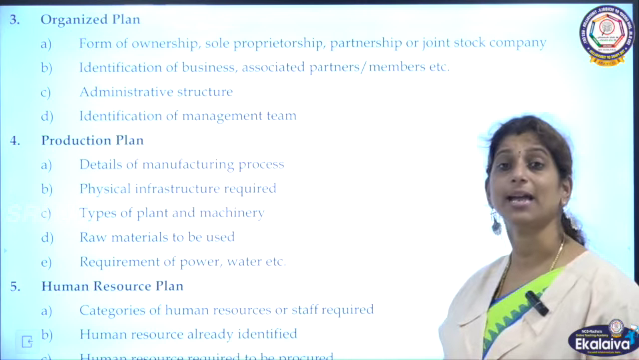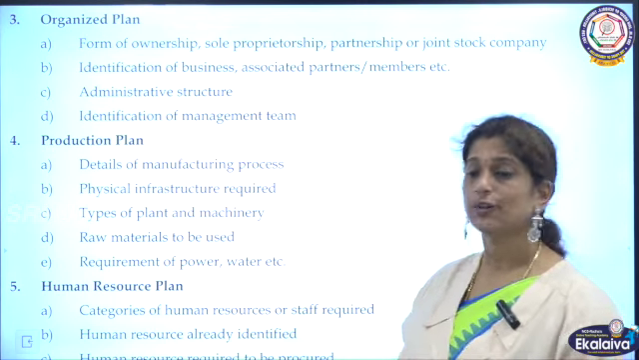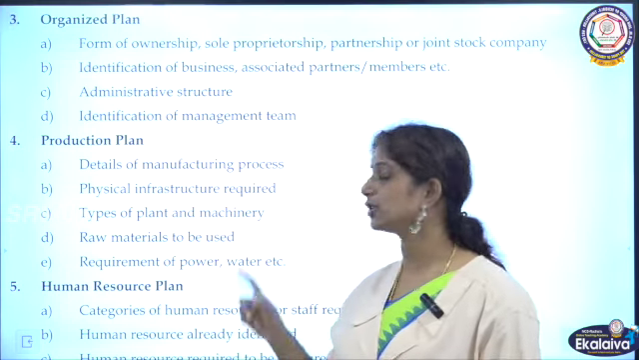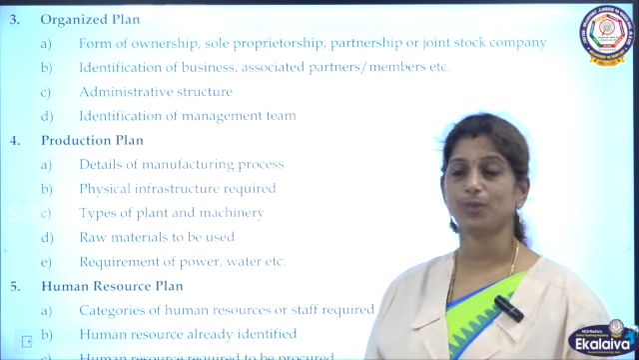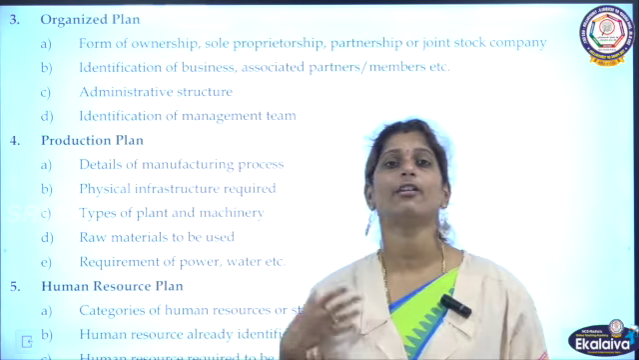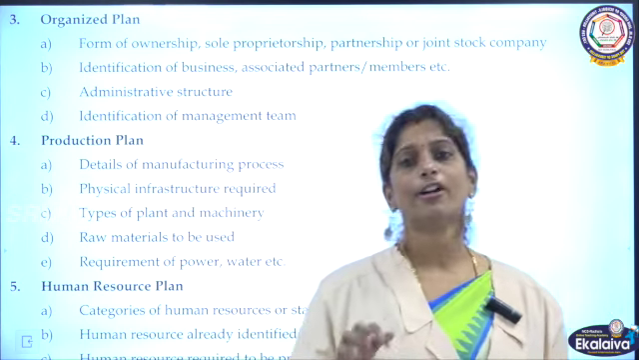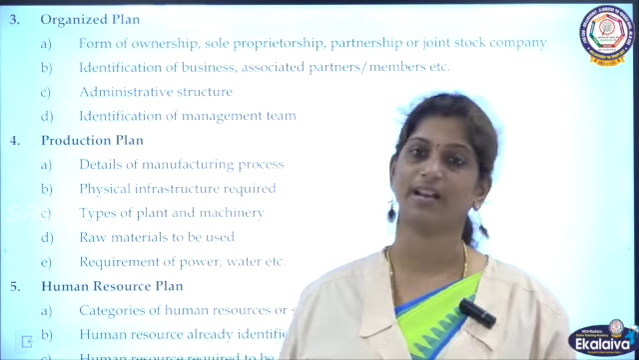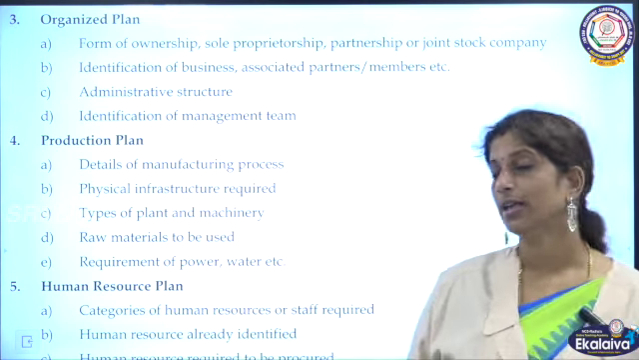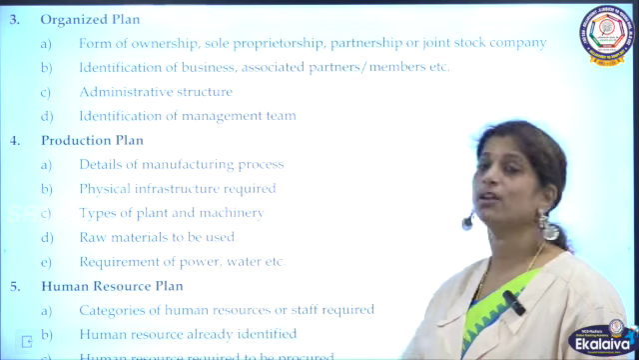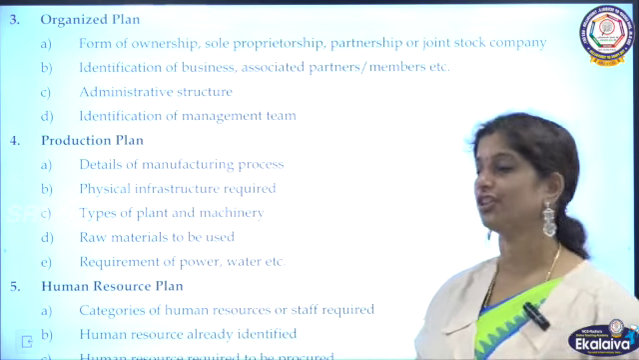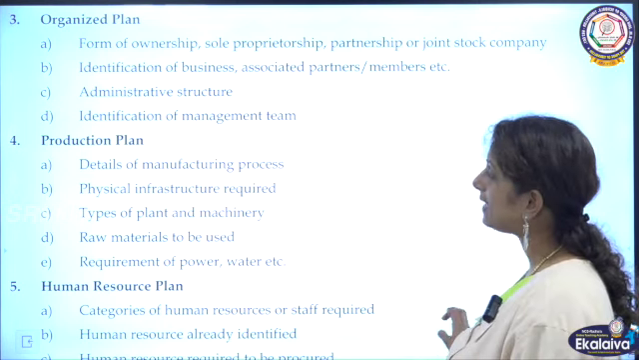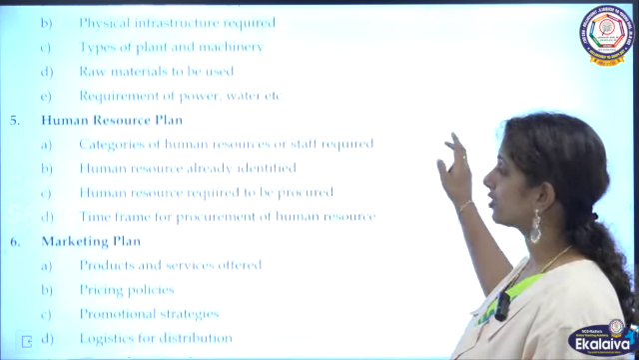And then comes the types of plant and machinery. So if we are going to engage a plant and machinery, then what kind of plant and machinery it is going to be, right? That has to be mentioned. So if it is going to be fully automatic machinery, or if it is going to be manual. Manual means a person who will just be with the machine and operate the machine. How it is going to be, that should be determined, and then the raw materials which we are going to use for the business, and the requirement of power, water, etc. All these should be included in the production plan.